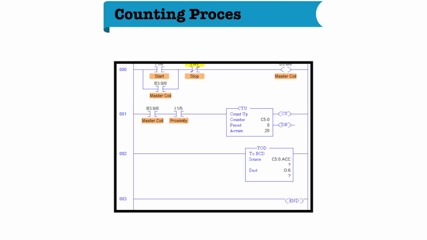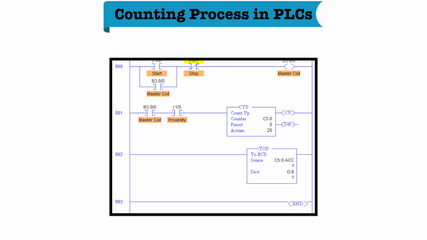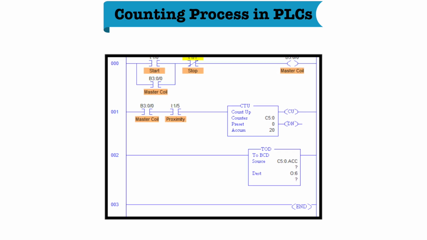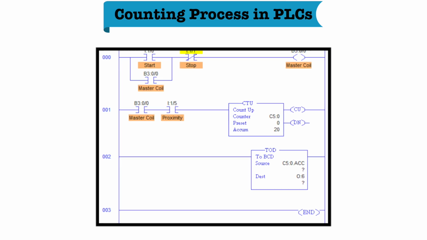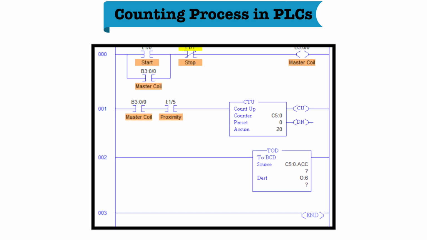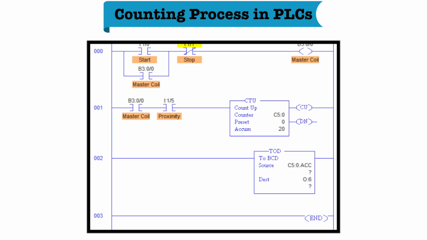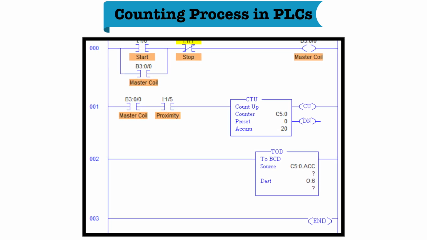Most PLC counters are retentive, meaning the accumulated count is preserved even after a power shutdown. Upon power restoration, the count resumes from where it left off unless the reset condition is active. Next is the counting process in PLCs. The counting process in a programmable logic controller involves tracking the number of occurrences of specific events, such as an object passing a sensor or a machine completing a cycle.